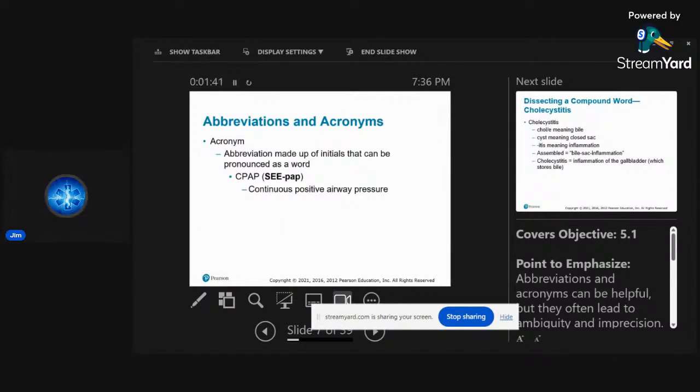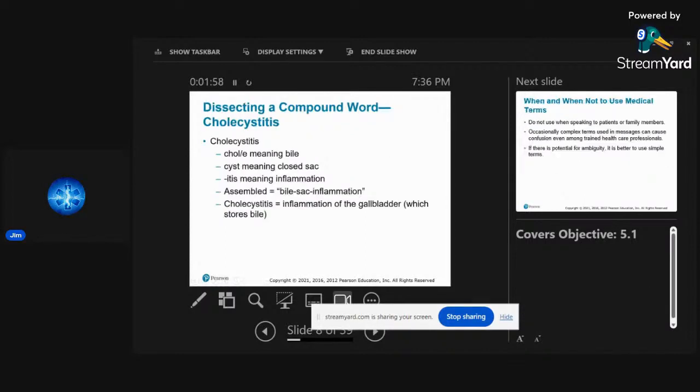Acronyms, abbreviations made up of initials that can be pronounced as a word, like CPAP, continuous positive airway pressure. That's what it stands for. So take the first letter of each word and make an acronym, like CPAP. We have a lot of them in the EMS world.